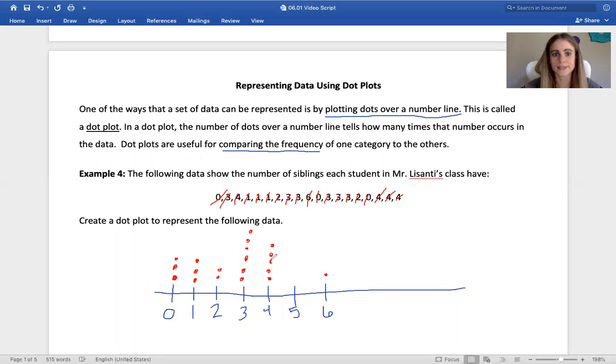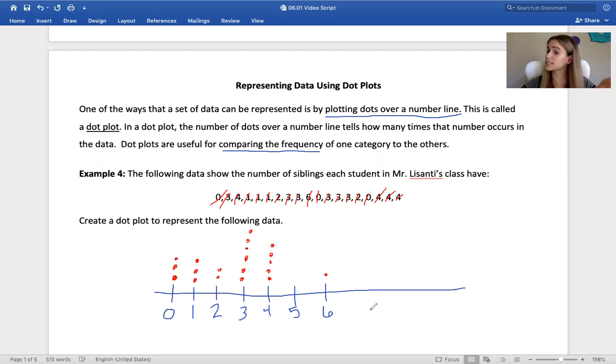And I just realized I probably could have used those stamps because I have the stamp feature to make my dots a lot prettier. Oh well, you live and you learn. All right, so now we have all this information and it's in a nice organized dot plot. So in looking at this, I can very easily see that a majority of the students have 3 siblings.